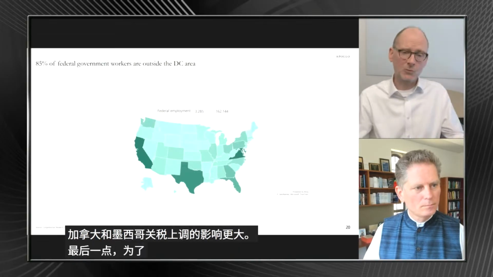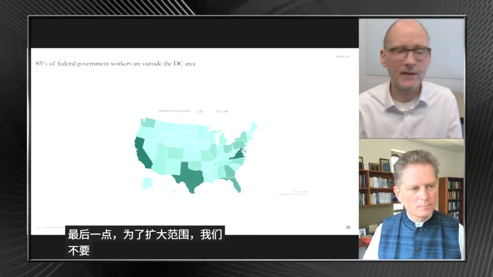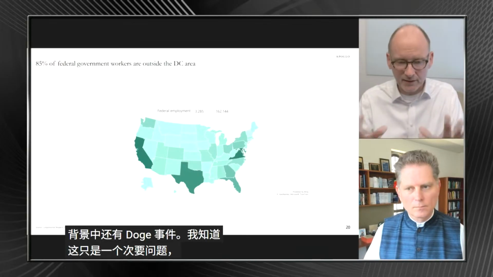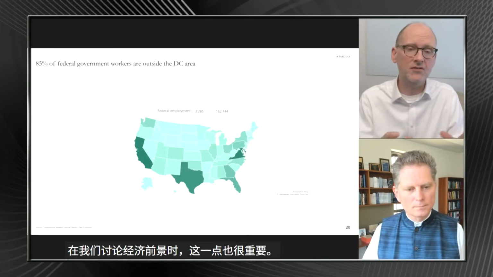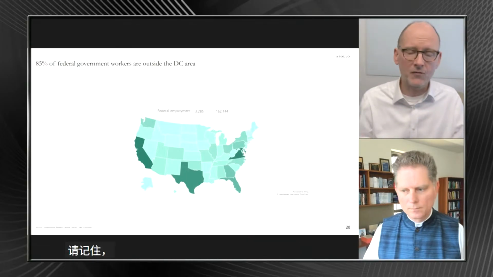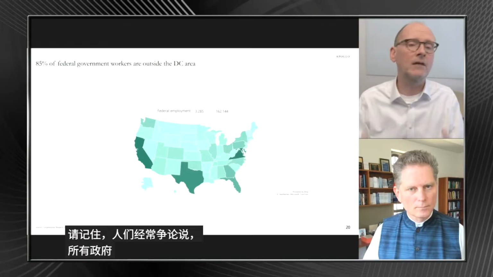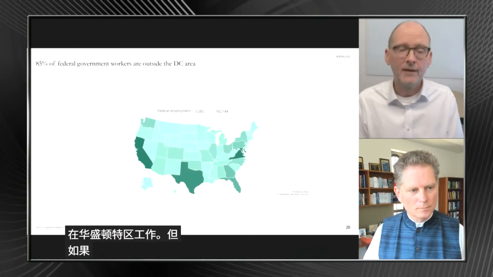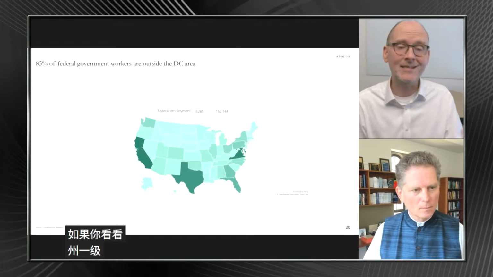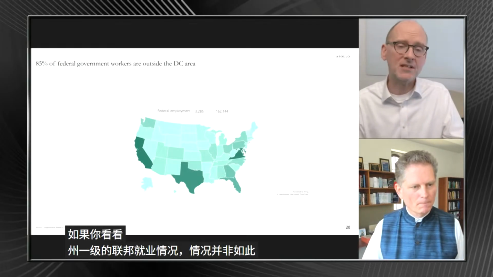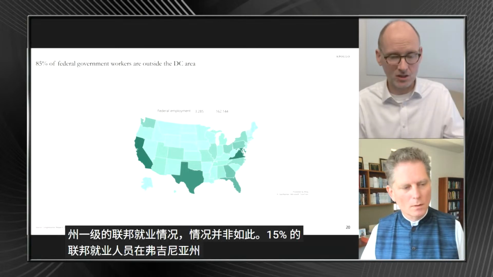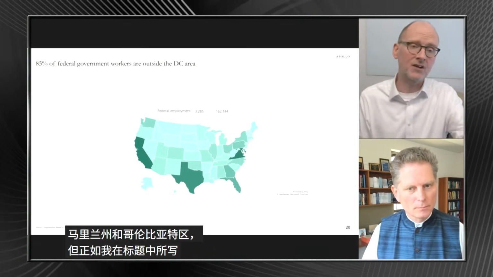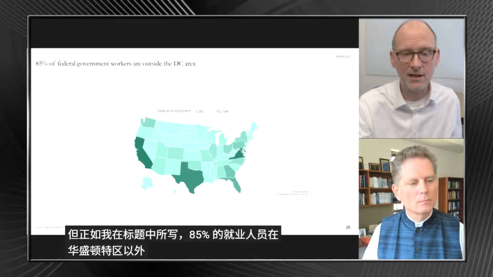And the last point, just to broaden it out, let's not forget, there's also DOGE happening in the background. I know this is a little bit of a side issue, but it is important also when we get to the discussion of the economic outlook. Remember, there is often a debate around that, well, all government workers just work in Washington, D.C., but that's not true. If you look at federal employment at the state level, 15% of federal employment is in Virginia, Maryland, and the District of Columbia, but 85%, as I've written in the title here, are outside the DC area.